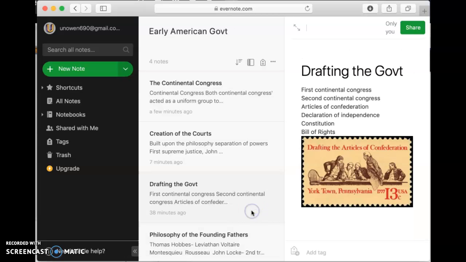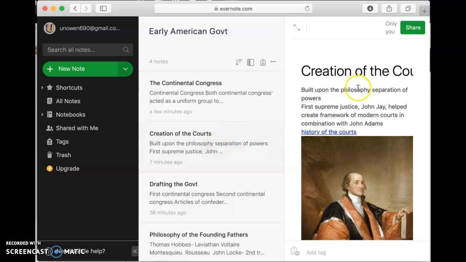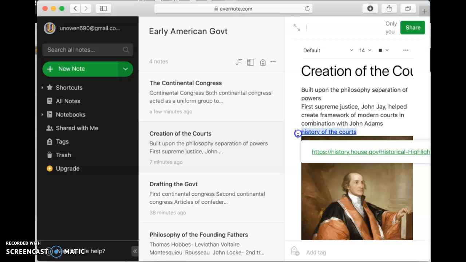teaching a lesson. In drafting the government, you have a similar idea with the Articles of Confederation and each of the revisions of American policy that we saw in the 17th century. With creation of the courts, I have linked a website that basically walks through the history of the court and John Jay setting it up. John Jay is pictured here, and all three of these photographs are public domain as they are owned by the United States government.